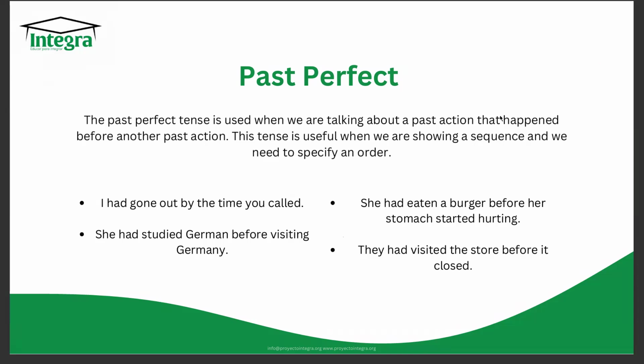another past action. This tense is useful when we're showing a sequence of events and we need to specify the order of these events. For example, we have: I had gone out by the time you called. She has studied German before visiting Germany. She had eaten a burger before her stomach started hurting, and they had visited the store before it closed.